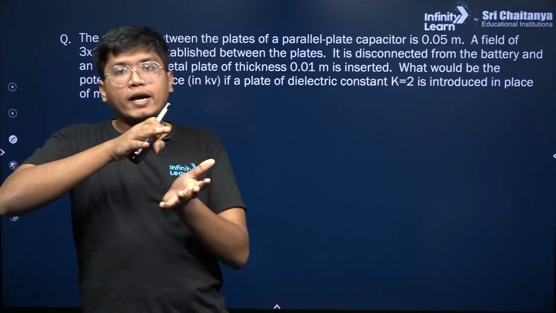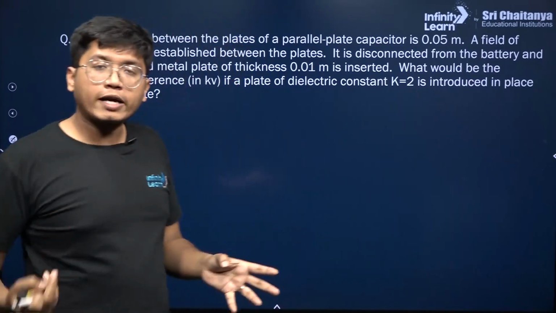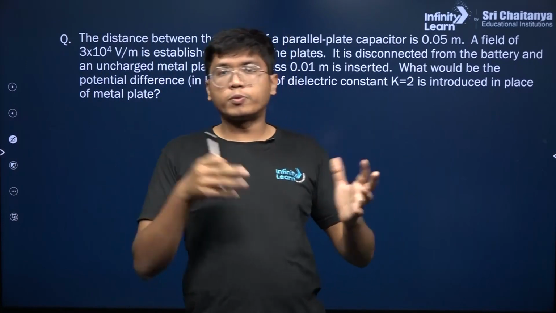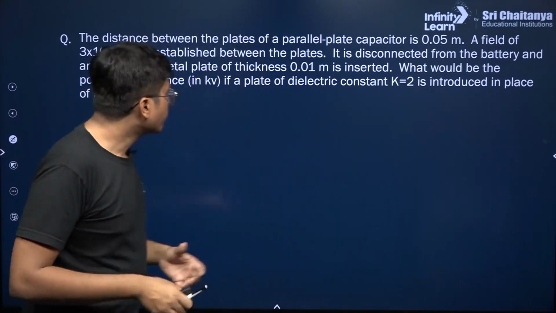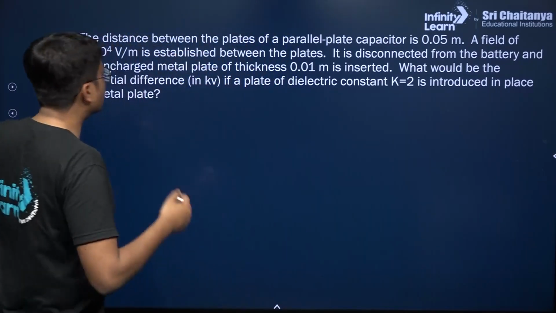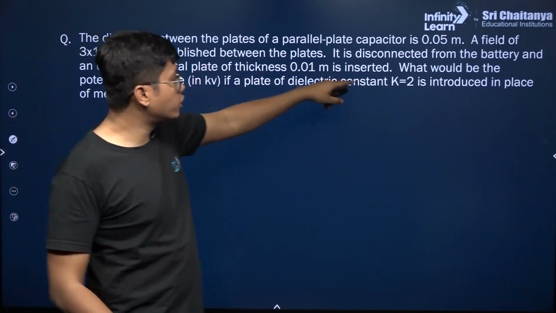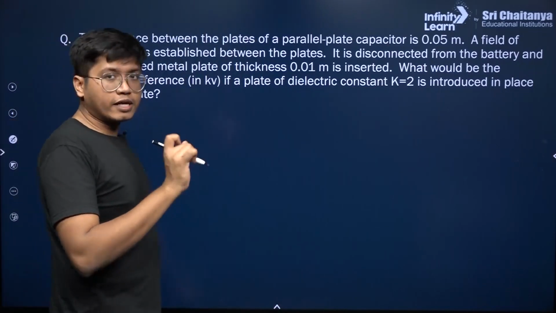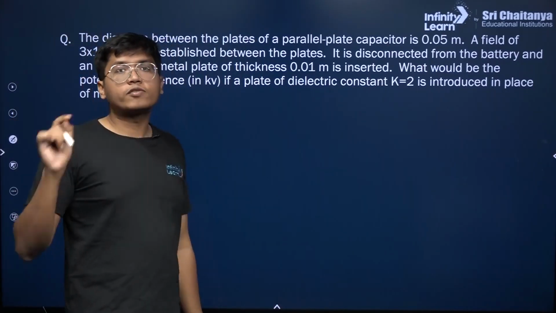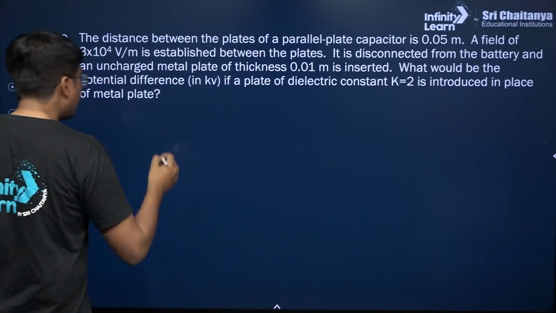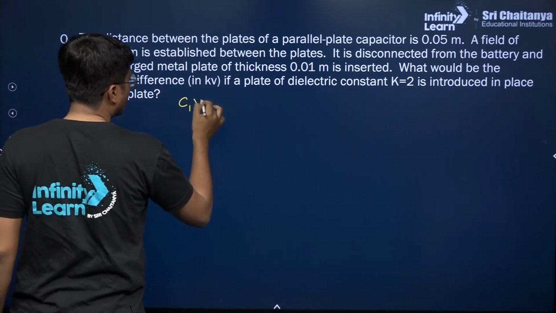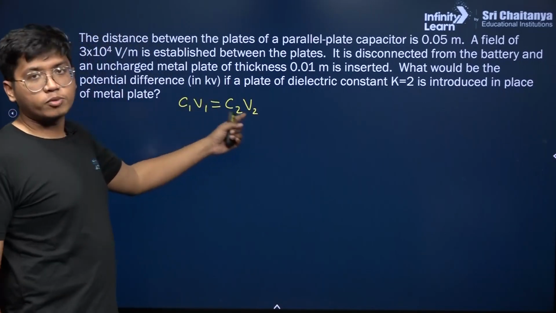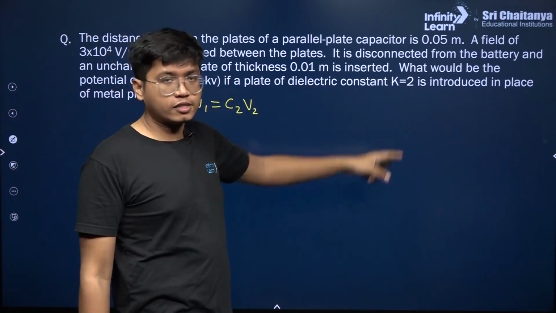Whatever charge you had, since you've disconnected it from the battery, whatever charge it took in the beginning, it has to hold that charge irrespective of what you put inside or take out. So in the first case, the capacitance would change because the dielectric is inserted, but the charge has to be the same. Remember, charge Q is equal to CV, so C1 V1 has to be equal to C2 V2. The charge in the initial case has to be the charge after the dielectric has been inserted.